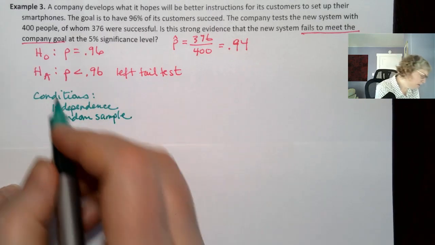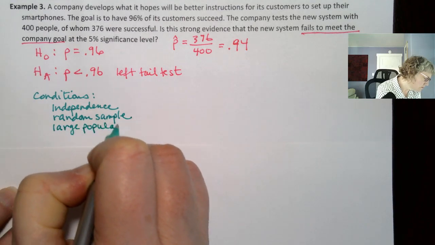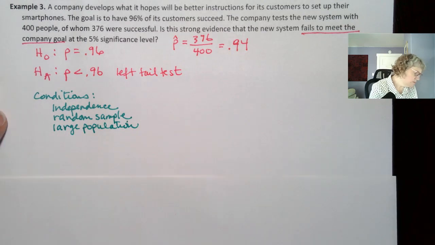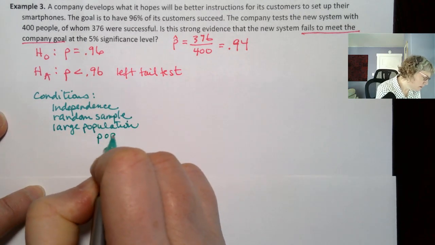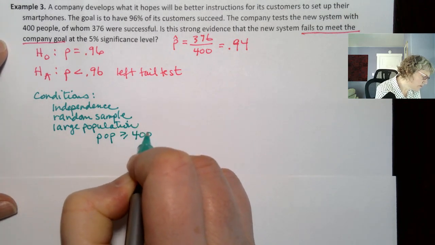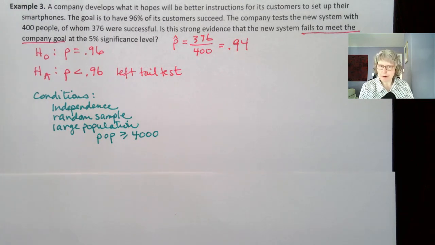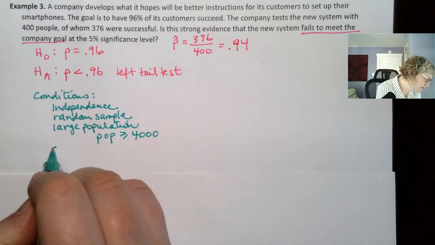Large population. We need our population to be greater than or equal to 4,000. The population has to be 10 times our sample. So I would say there's safely more than 4,000 people who use smartphones in the United States, or even those who might use instructions to set up their smartphone. Greater than 4,000. Last thing, success failure.